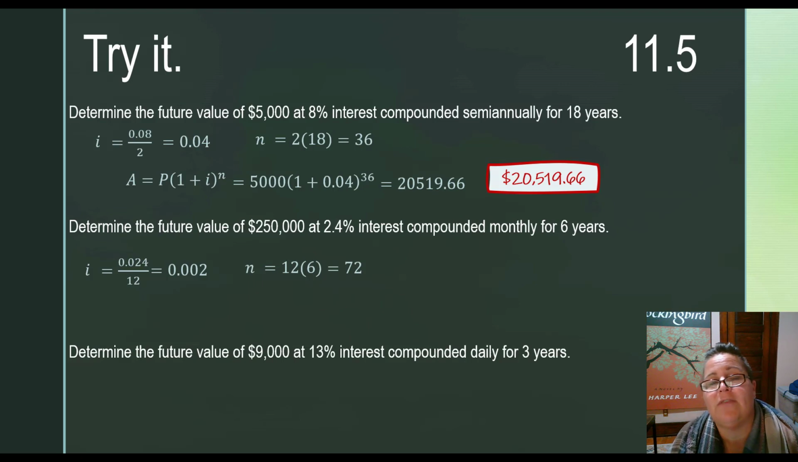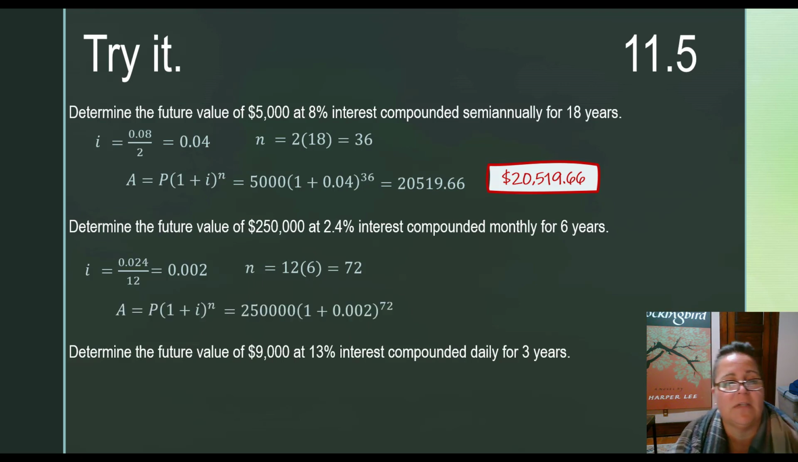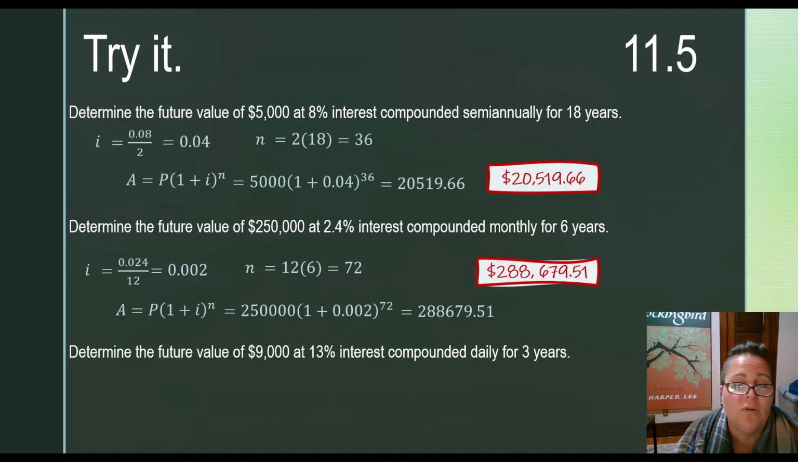Then substituting these values into the formula along with a principal of $250,000, I get 250,000 times 1 plus 0.002 to the 72nd power, or $288,679.51.